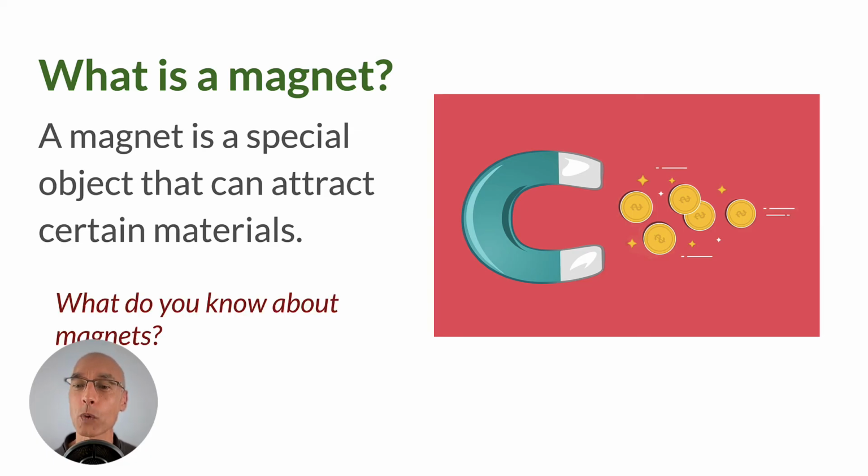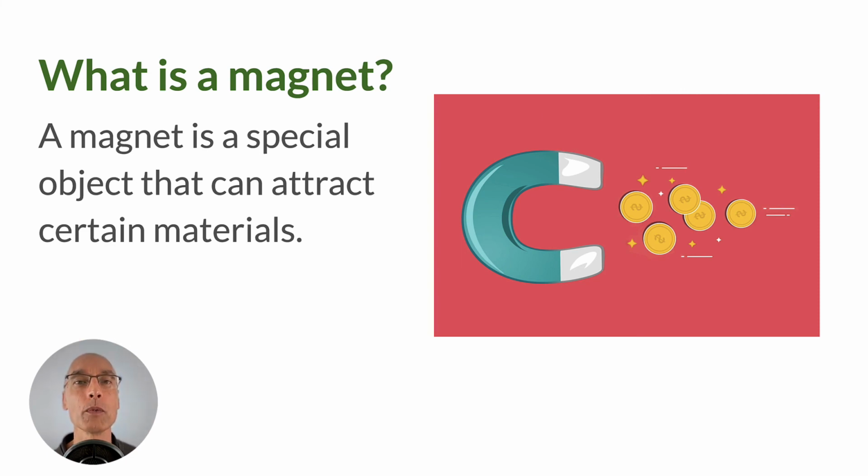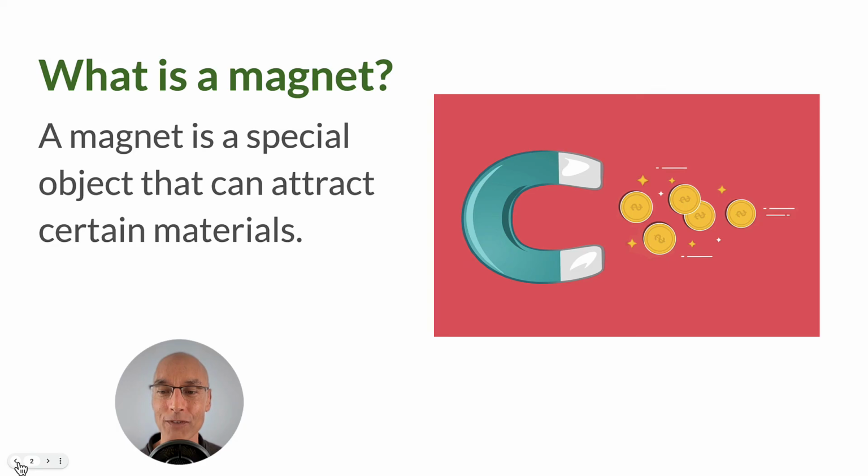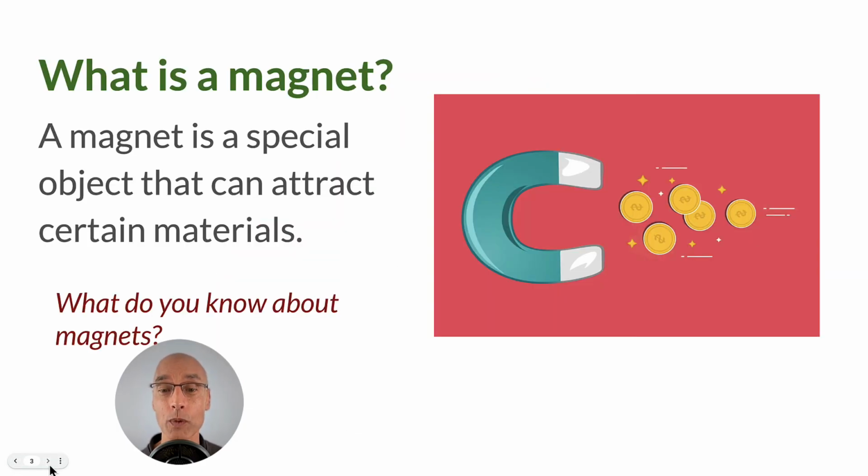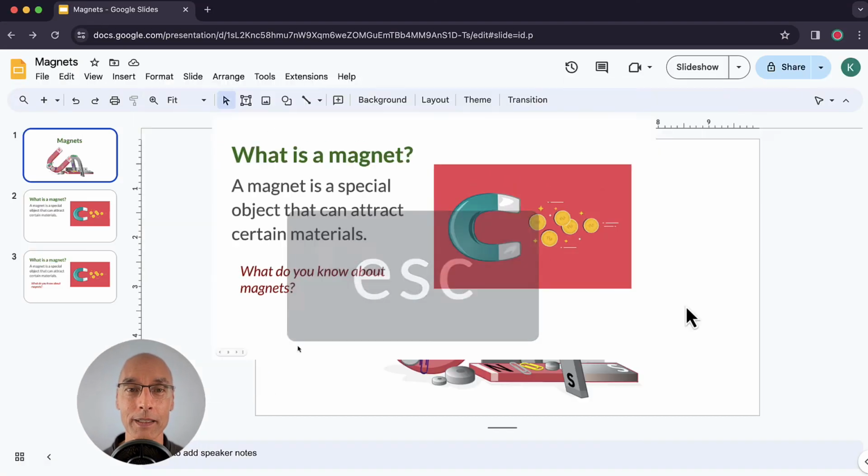Now, if you want to go backwards, you can use the left arrow on your keyboard. And also, if you move your pointer to the bottom left of your screen, you have more options to go forwards, backwards, or choose a specific slide. And then to get out of presentation mode, we click on the escape key.